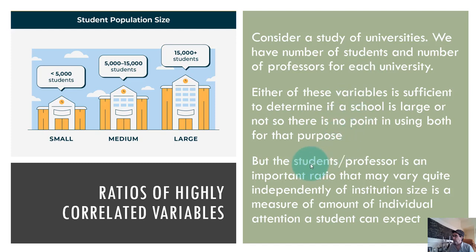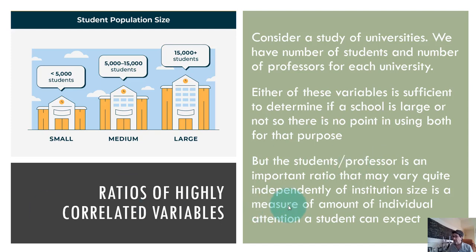However, we can consider the ratio of these two, so students per professor. So we might have 10 students per professor at one school and 100 students per single professor at another. And this is an important ratio that may vary independently of the institution size. It's also a measure of the amount of individual attention a student can expect. So this would be a very good and useful derived variable.